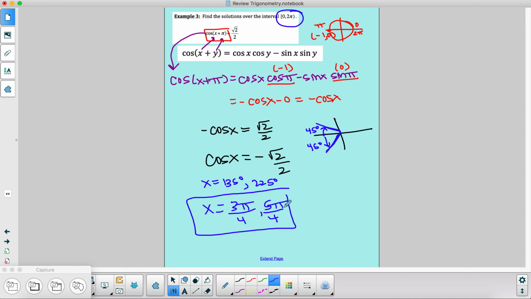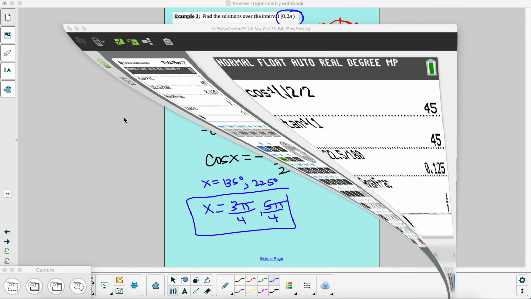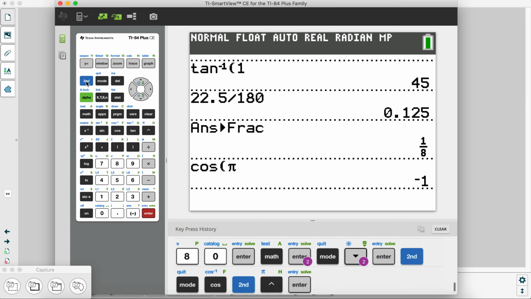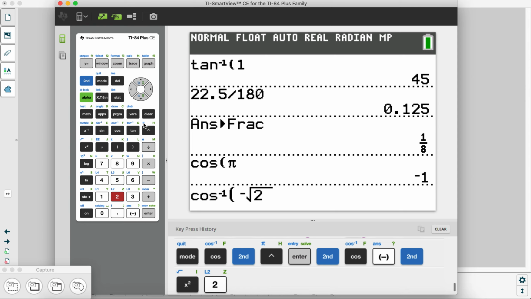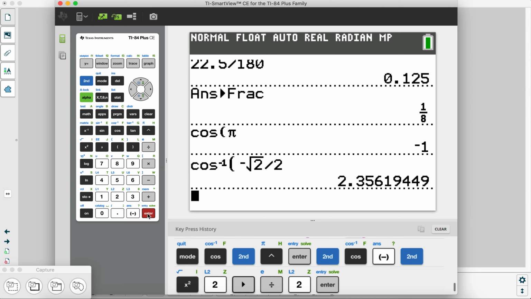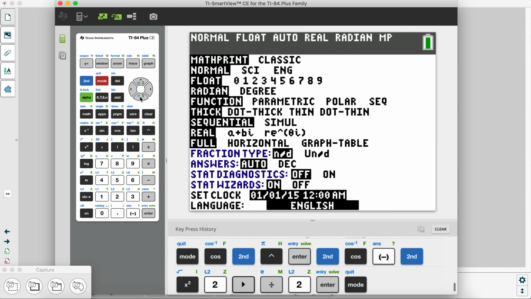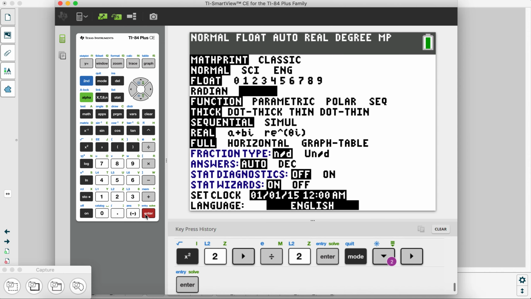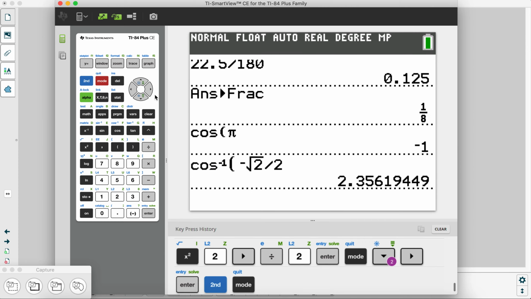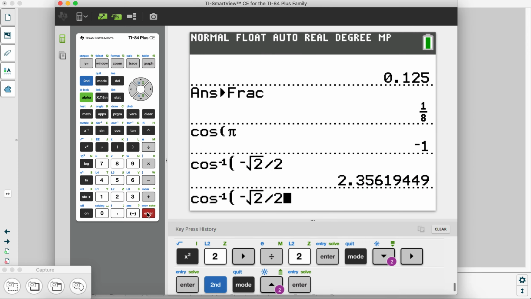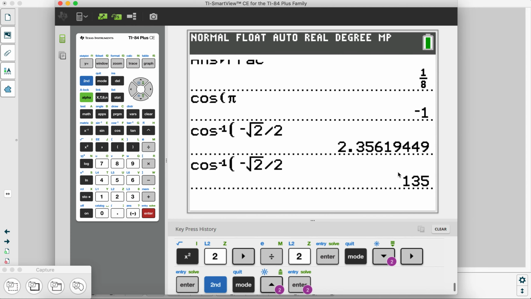Like I said, if you wanted to, you could do cosine inverse on your calculator. I might just show you that really quick. So if I go second, cosine inverse, because it's not going to be exactly 45 degrees that it gives you, we were doing negative square root of 2 divided by 2. And I'm in radians, so I need to fix it if I want my answer to be in degrees. So mode. There we go. And I'm just going to arrow up and grab this again, and then it'll do it in degrees. There you go. Tells me my one answer of 135.